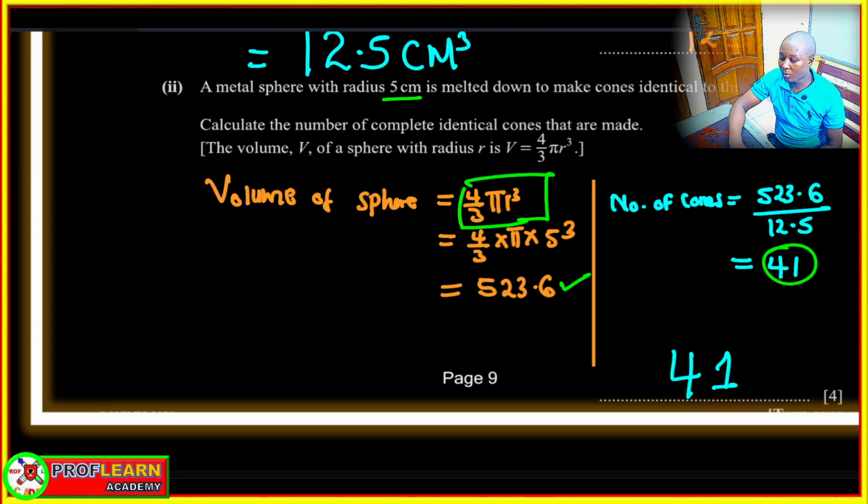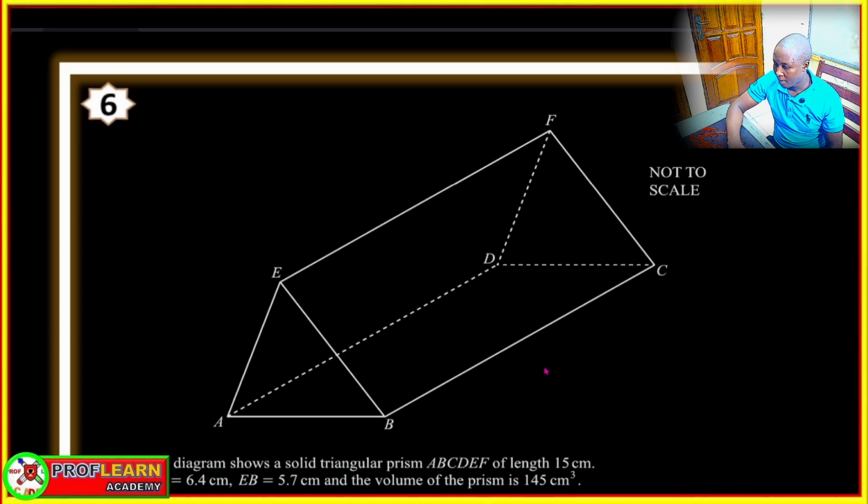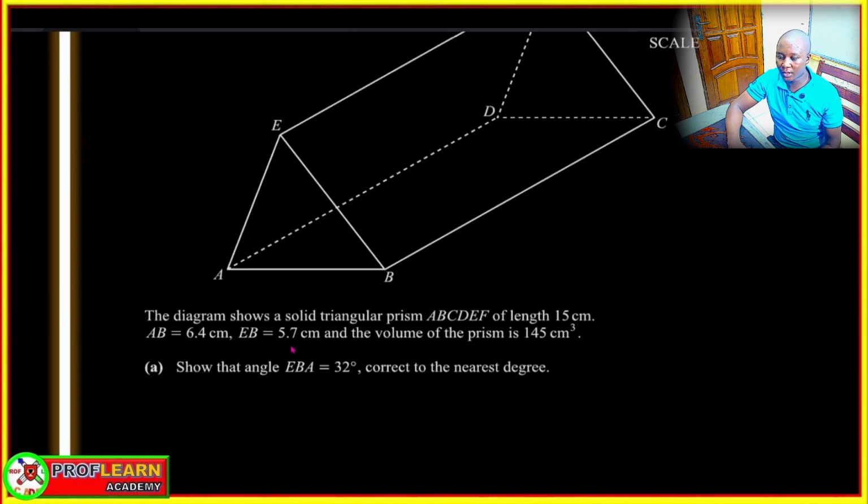I believe you understood how you're supposed to work out such questions, so we can proceed. The next part I want us to look at is volume of prisms. So questions can be asked from prisms as well, and you can see here we are supposed to show that angle EBA is equal to 32 degrees.